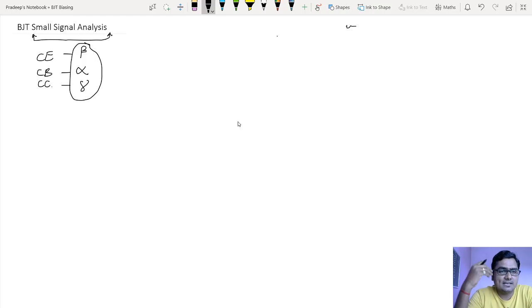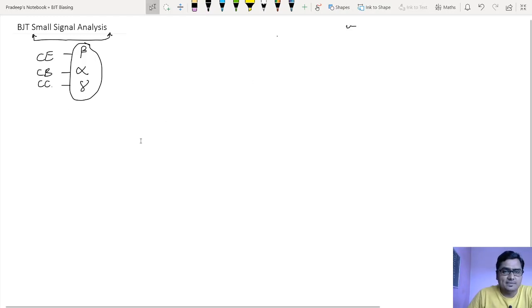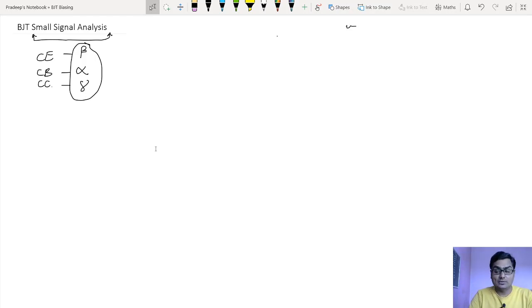Now, we know that if I want to use the BJT as an amplifier, then compulsorily I have to make one terminal common, and then I can use the BJT as an amplifier. So that's why now we are going to start with its analysis. How can I model the BJT?